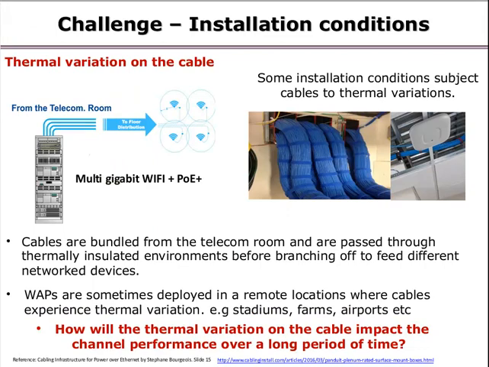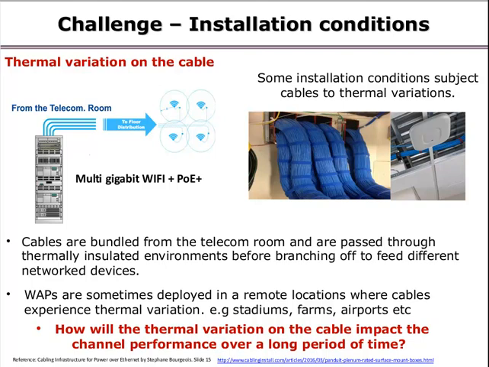We've seen the effects of thermal variation on a cable bundle that was insulated and kept in a thermally insulated environment. Now, we want to look at another insulation environment where only a portion of the cable was thermally insulated. We have simulated this type of installation environment because cables are sometimes bundled from the telecommunication room before branching off to feed different network devices.